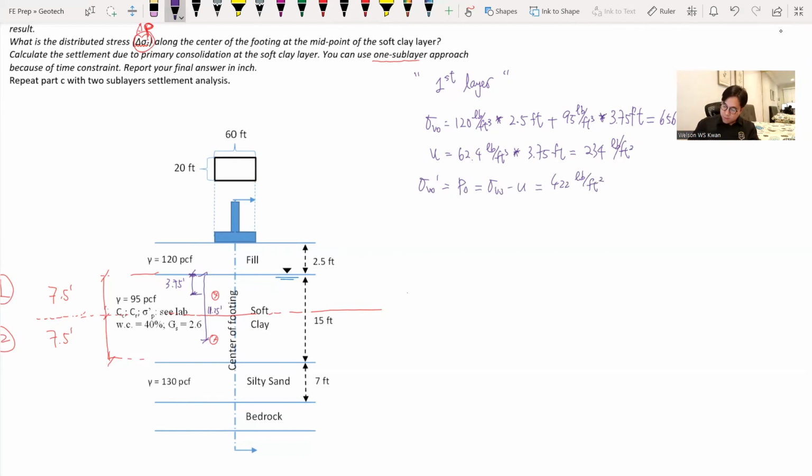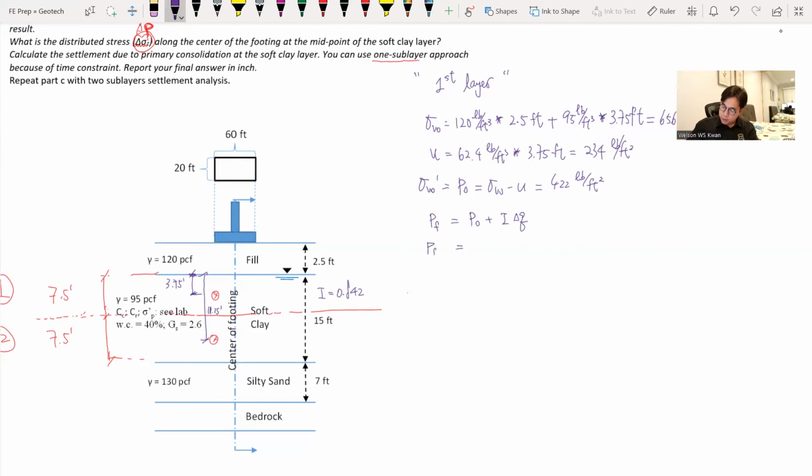Next we want to find the distributed stress at this particular location, the distributed stress from the aboveground surcharge from the footing. The I value here, let's assume, is 0.842. So we can calculate our final stress: final stress equals the initial stress plus the I times the surcharge.